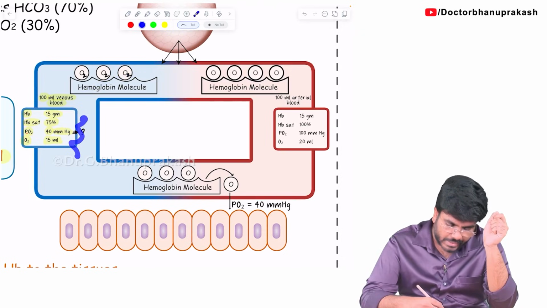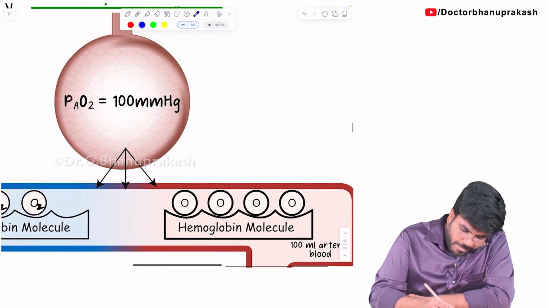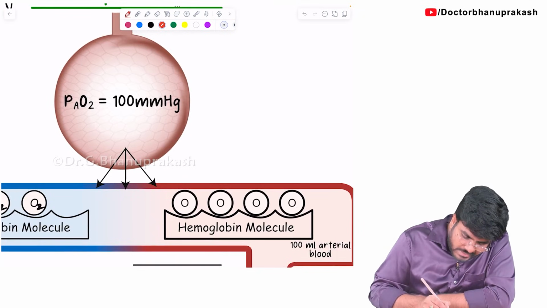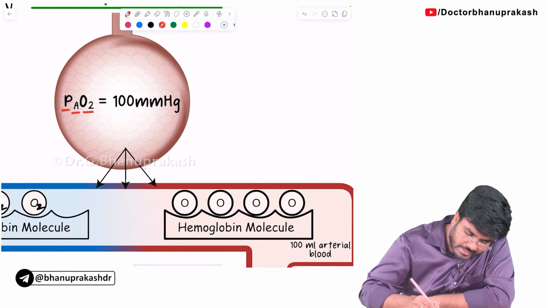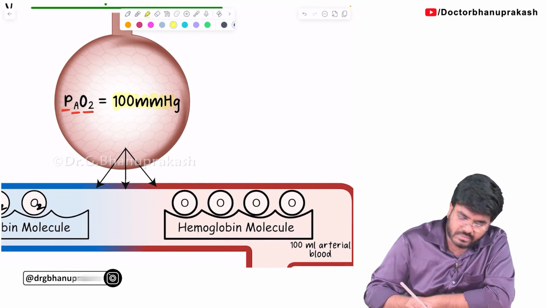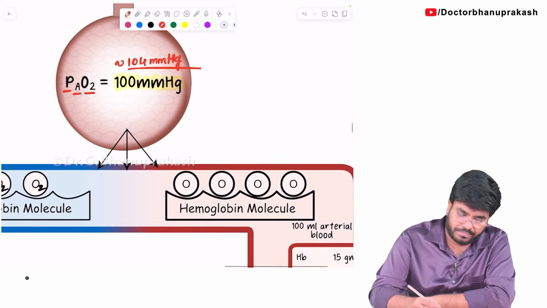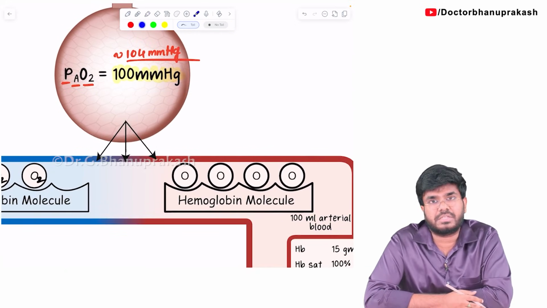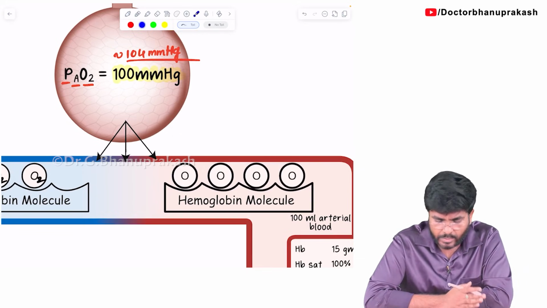It is coming to the lungs to get the oxygen. Students, you have to understand, this is the constant value. What is the partial pressure of oxygen in the alveolus? Let's take it as 100 mmHg. The actual value is somewhere around 104 mmHg, but for easy understanding, let's say 100 mmHg. The partial pressure of oxygen in the alveolus is always 100 mmHg.